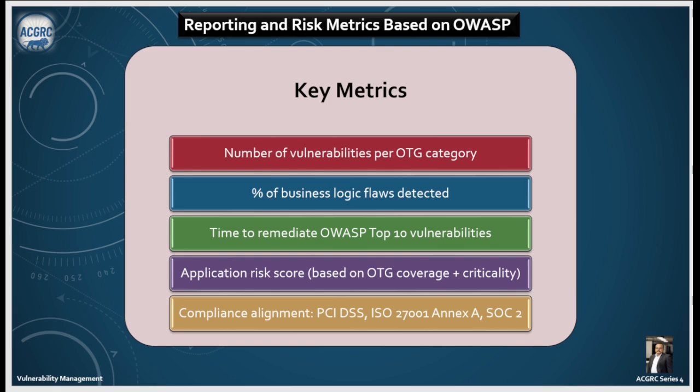reporting and risk metrics based on OWASP. Well, once security testing is done, whether manually or using automated tools, the next step is just as important: reporting the results clearly and measuring the risk so the right people can fix what matters most. The OWASP testing guide helps not only in finding vulnerabilities but also in communicating their impact effectively through structured reporting and risk metrics. Now, what is reporting in security testing?